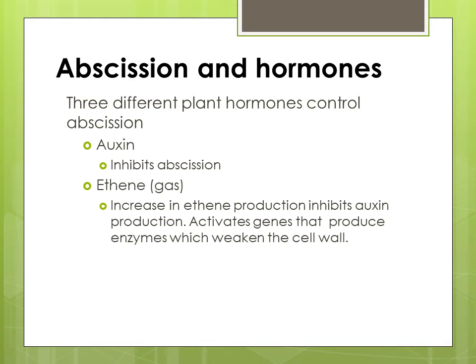The next chemical is ethene. It's not really a hormone, it is a gas. It's the same material that you come across in your organic chemistry GCSE. And mature plants, particularly fruits, will start to produce ethene later in the summer, and this inhibits auxin production. It also activates genes which will help to weaken the cell walls, making it easier for the leaves to fall off. And the third hormone is abscisic acid.